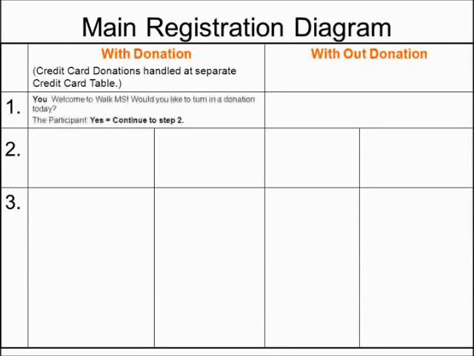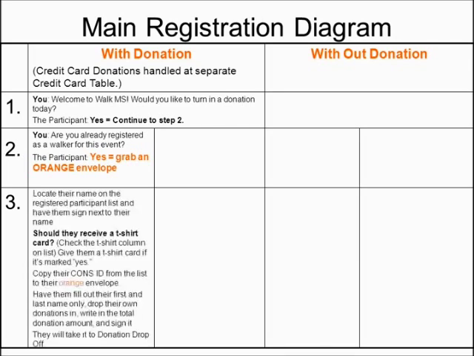Number 1. A participant comes up to you and you welcome them to Walk MS. You ask, would you like to turn in a donation today? The participant says yes. You ask, are you already registered as a walker for this event? The participant says yes, so you grab an orange envelope. Locate their name on the registered participant list and have them sign next to their name.